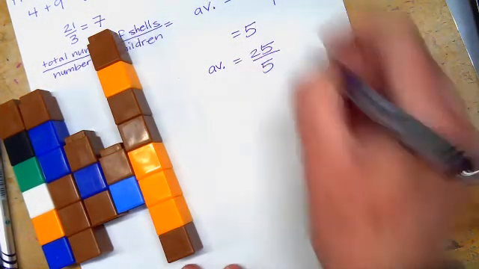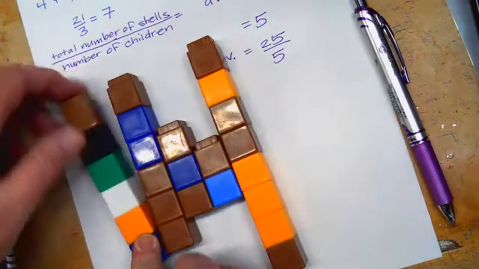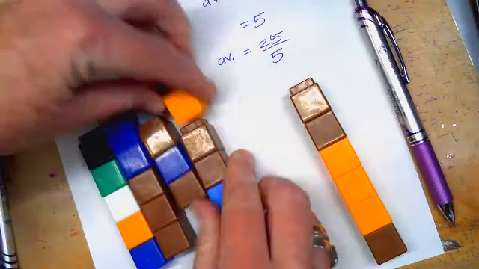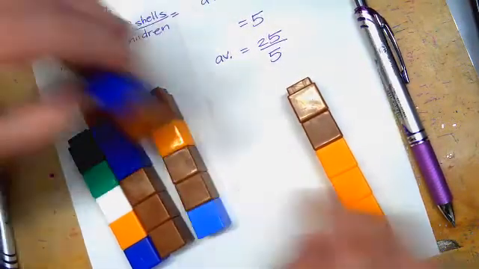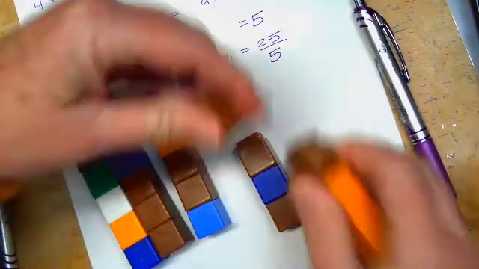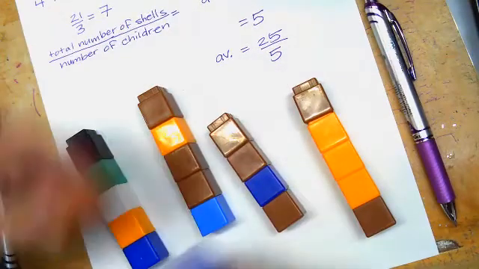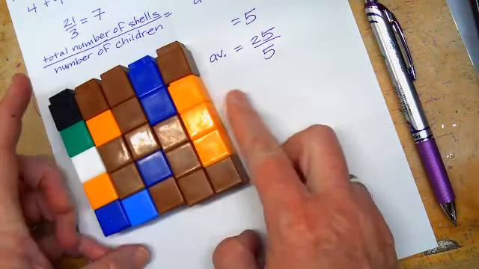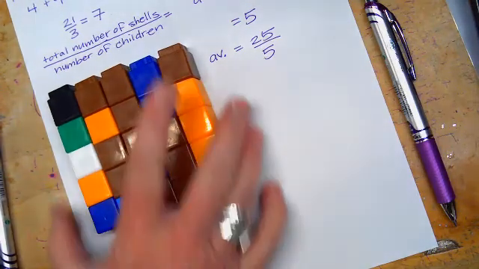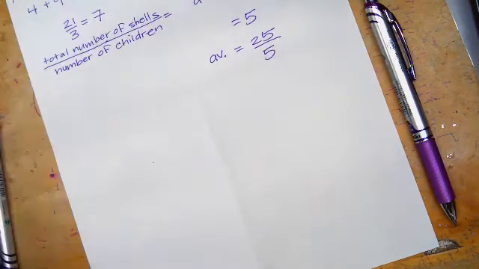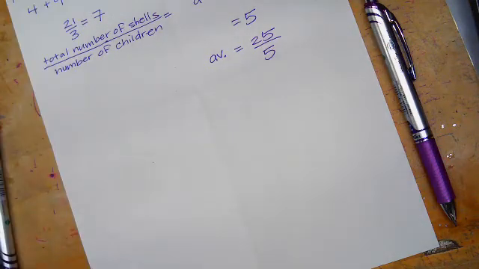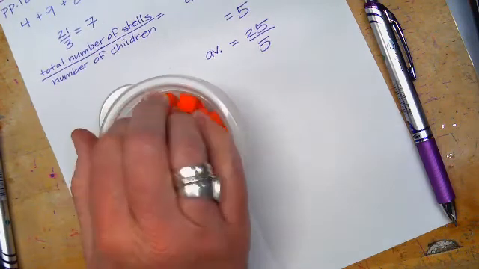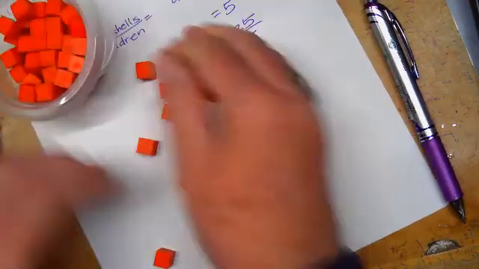So if we have 25, and we're dividing it into 5 groups, that means we'd have to add more to this little guy to make him as tall as all the other ones. And we'd end up with 5 in each group, right? So the average would be 5. All right? So it's kind of handy to use Unifix cubes to figure that out. If we had bigger numbers, we could use this.